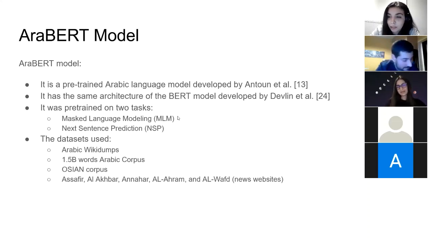Okay, so as Iman has proposed, maybe next time we can have a more in-depth description of the BERT model, for example, if it is requested by many people, so we can go in-depth in a presentation.